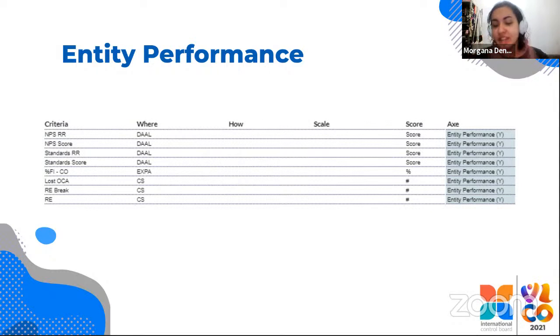So right now we have this information that we're taking either from DAO or EXPA or with the CS team to understand how your entity is performing in terms of quality. So we have a more qualitative amount of data that we can use to identify if an entity is delivering quality experiences or not. And this is basically what makes the axis of the entity performance.